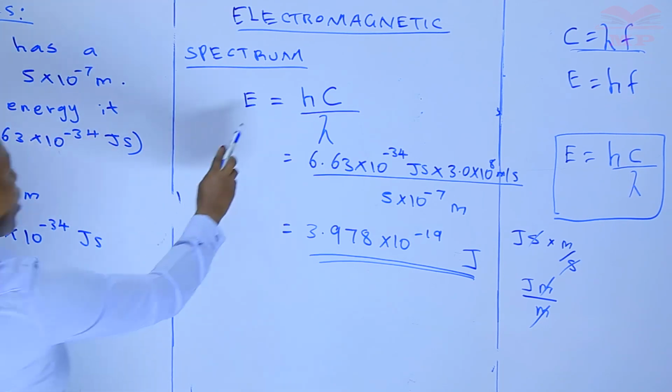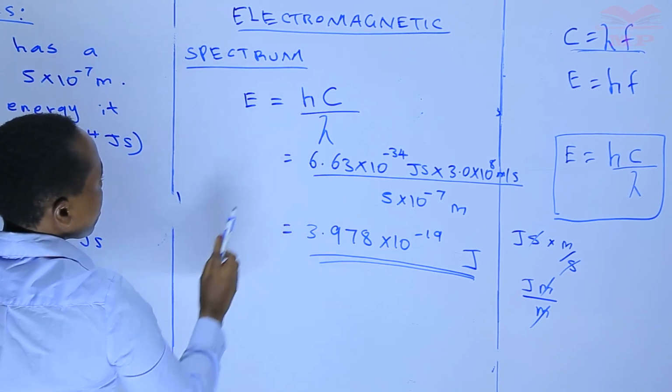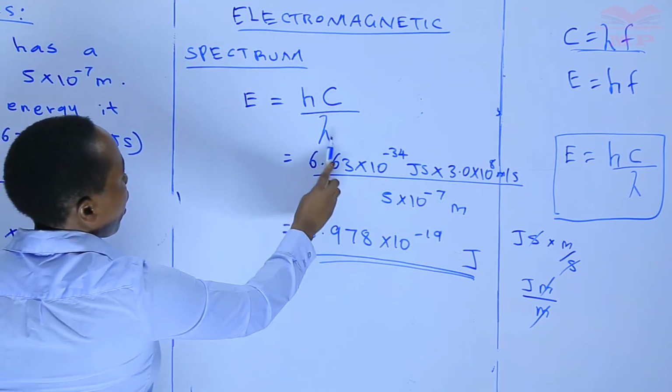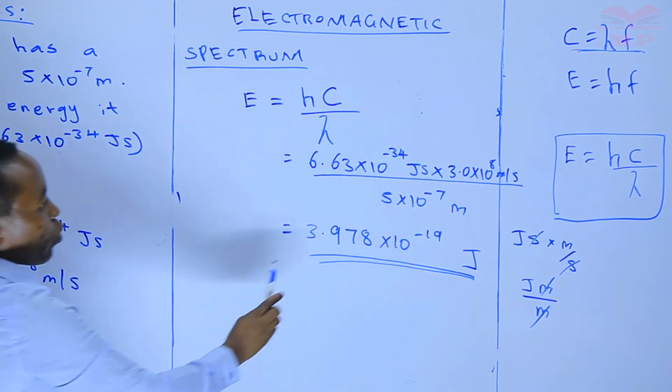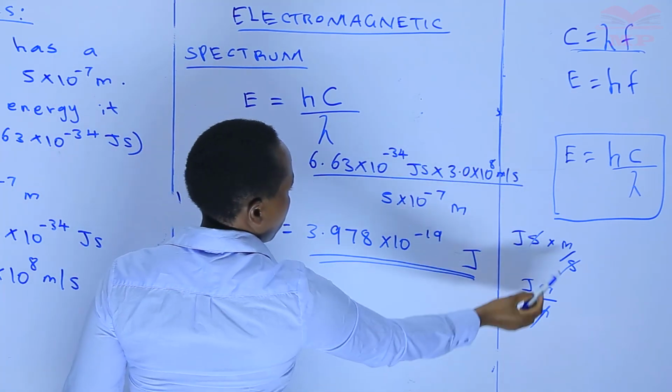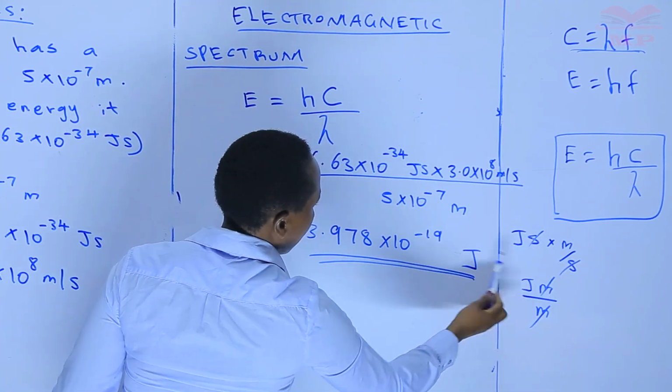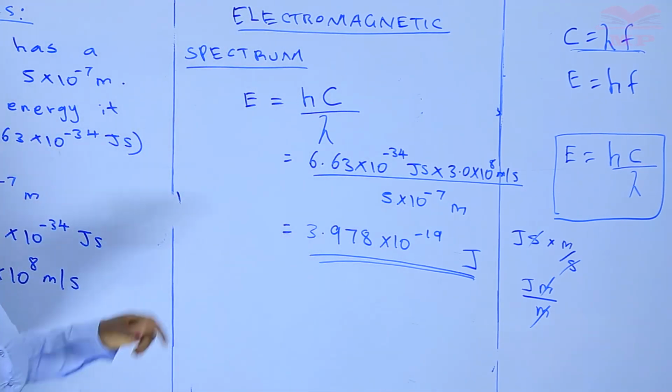That is the energy. We have said it is Planck's constant multiplied by the speed of light divided by the wavelength. And you can see this and this will cancel. We remain with joules meters divided by meters, we remain with joules. And that is the SI unit of energy. Hope that is clear. So we want to look at another example.